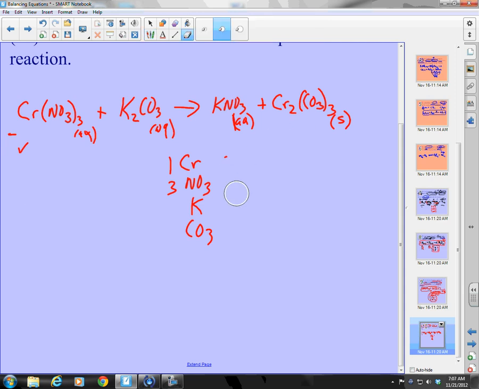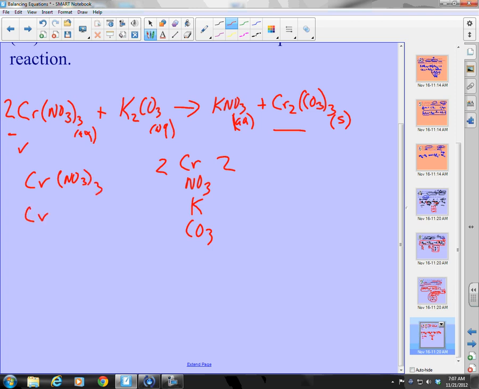Start all over. And instead of putting a 1 in front of that, I'm going to put a 2 in front of this. Good. So now I have 2 chromiums. How many chromiums do I have over here? 2. How many nitrates do I have? Well, I have 2 of these things, right? NO3, 3. So I have 2 of these.